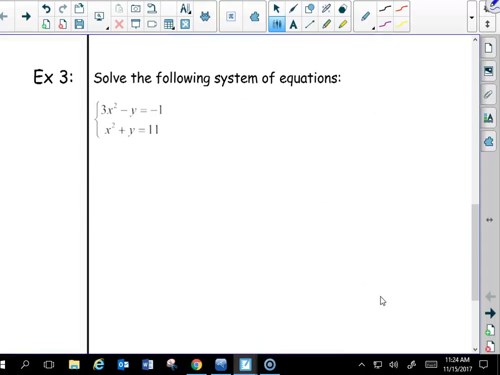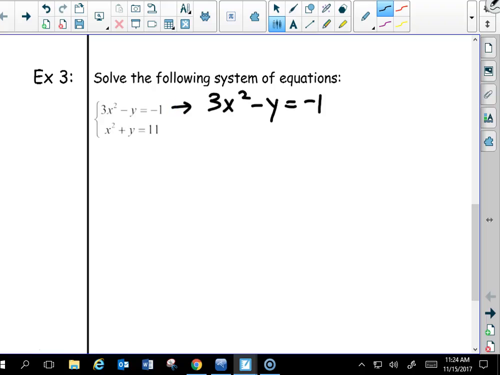Okay, looking at example 3, we definitely have x squared, but y is easy to solve for in both of these equations. So the first thing I'm going to do is take each equation and solve it for y. Let me just go through the steps.